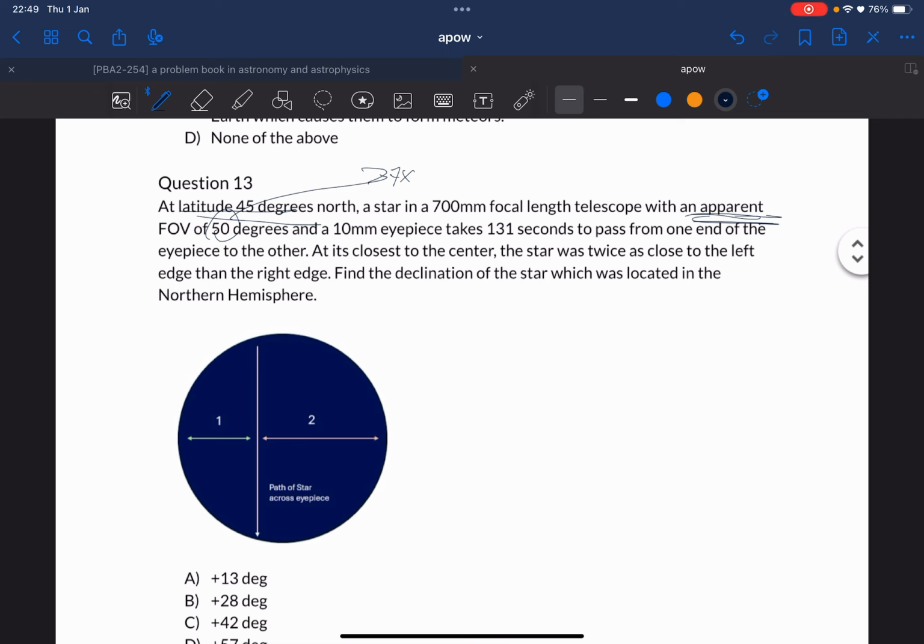Anyway. So you have that, and you take 131 seconds to pass from one end of the eyepiece to another. So you pass by, here to here. And then the closest point to the center is twice as close to the left edge than the right edge. You're trying to find the declination of the star. So you move like this, but is this north? Is this south? Am I supposed to infer this? So it's not even specified?